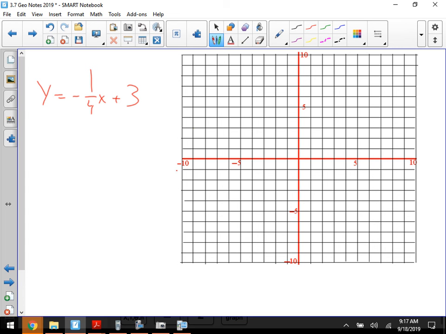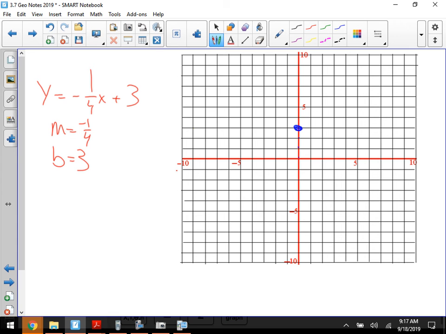So when you're looking at it, just know that my first step after I start to plot these things would be go down 1, right 4. My slope is -1/4. Where is your y-intercept here? It's at 3. So when you go to sketch graphs of lines, the easiest thing to do is to always start at your y-intercept.